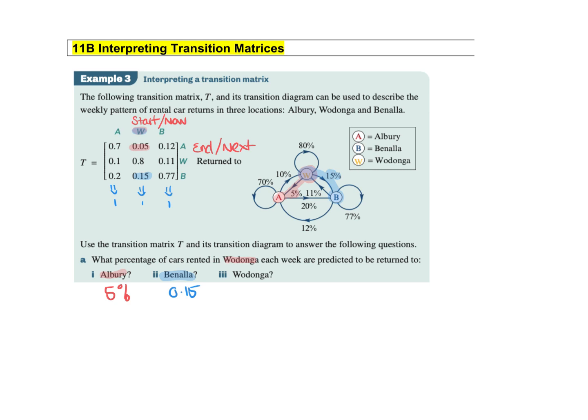Then the last one, we want to start at Wodonga and go to Wodonga. That means returning back, back on itself. It says 80% in the diagram, and hopefully W to W says 0.8, so that's 80%. Just be really careful on what they're asking, whether they're asking for a percentage, and make sure you answer in a percentage and things like that.